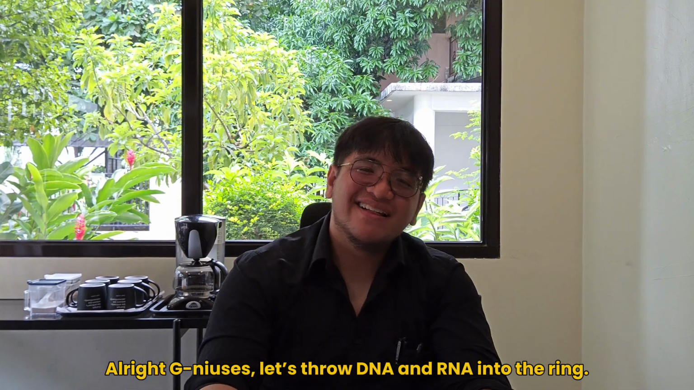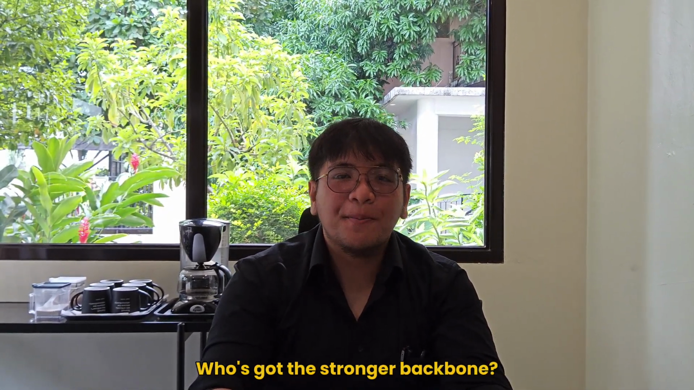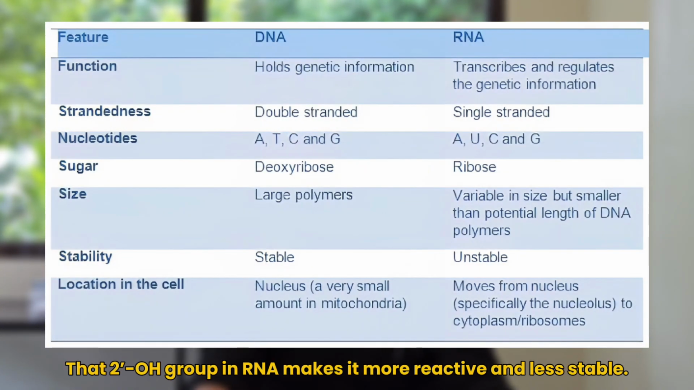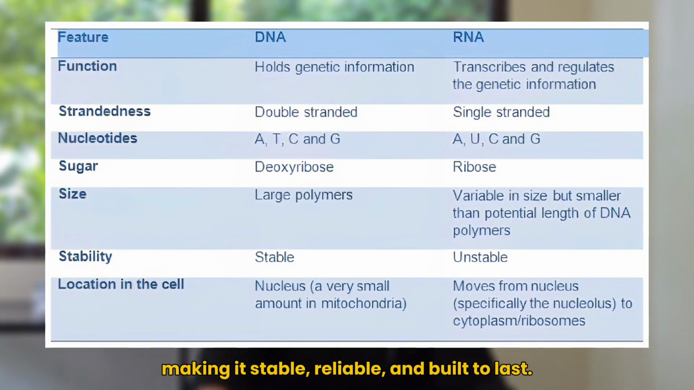Alright geniuses, let's throw DNA and RNA into the ring. Who's got the stronger backbone? The 2-OH group in RNA makes it more reactive and less stable. And the DNA, on the other hand, has no OH group, making it stable and reliable and built to last.